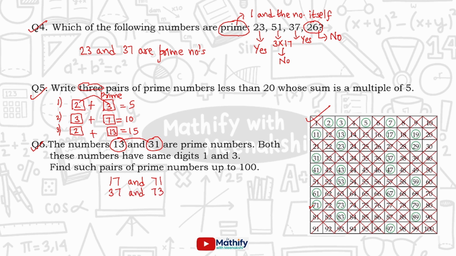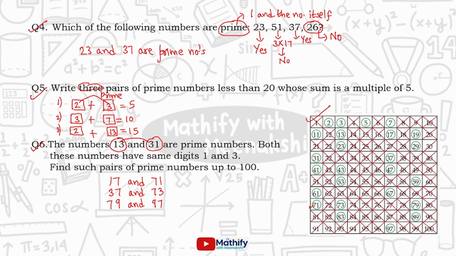Then 41 is prime but not 14. 43 is prime but not 34. 59 is prime but not 95. 61 is prime but not 16. 67 is prime but not 76. 71 we have already taken. 73 is prime and 37, that we have already taken. 79 is prime and 97 too. Then 83 is prime but 38 is not. 89 is prime but 98 is not, and 79, 97 we have taken. So only these 3 pairs are possible whose reverse is also prime.